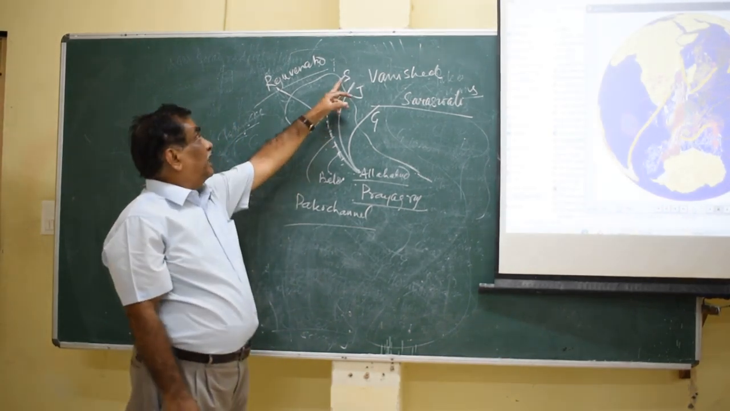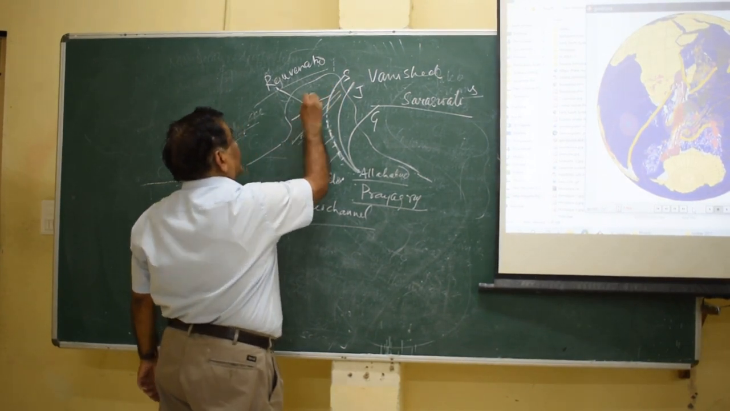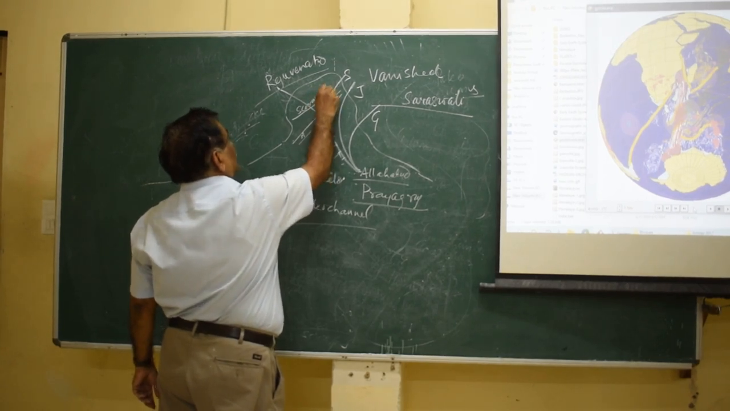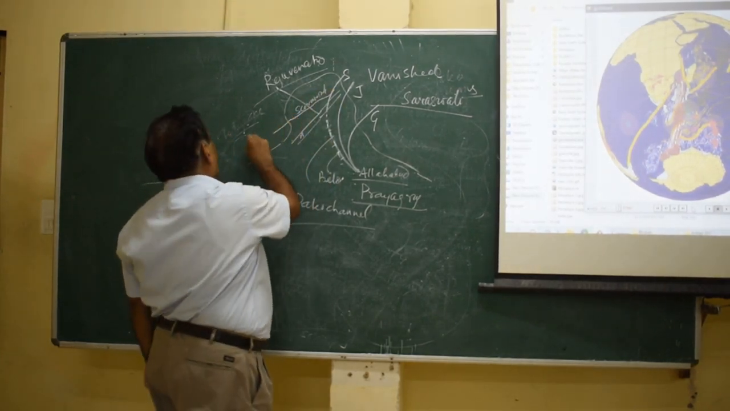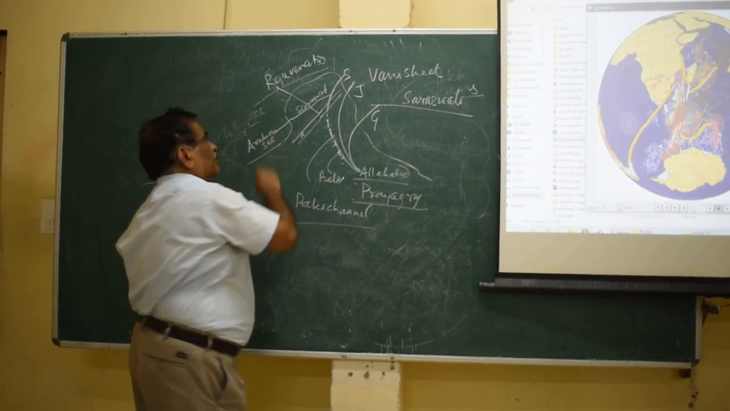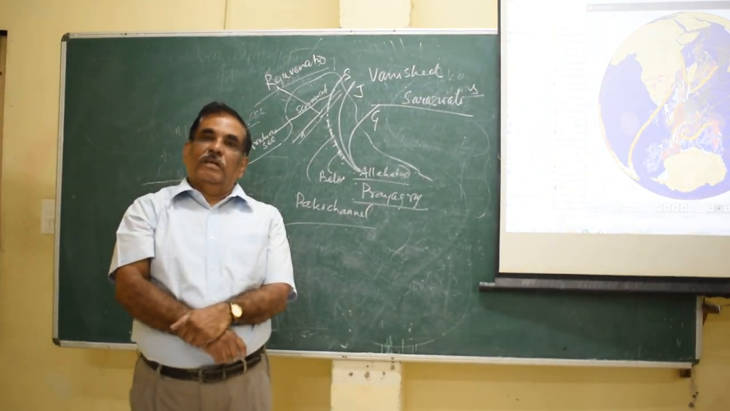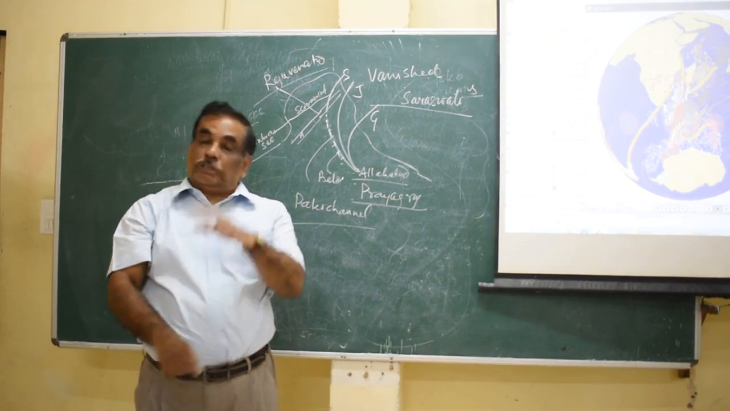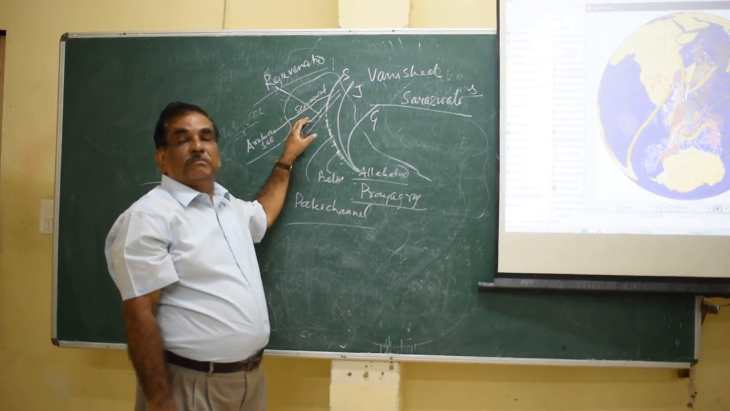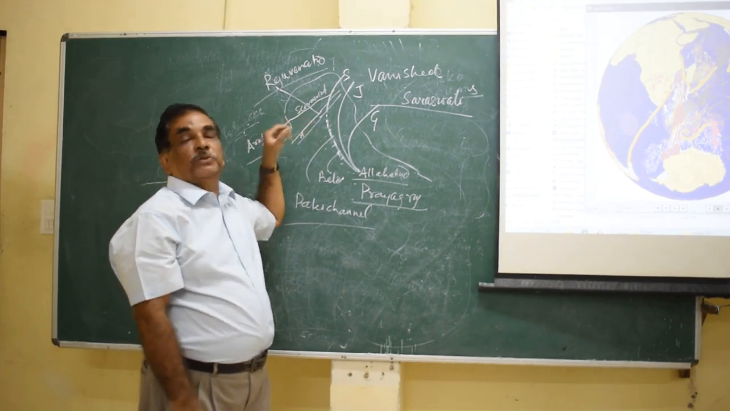After that, what happened? Saraswati came from here, where did it go? It starts flowing in Rajasthan. Further ahead, it went into the Arabian Sea. So even today, people say this river is existing, but there is no trace on the surface. Again, it is a paleo channel.